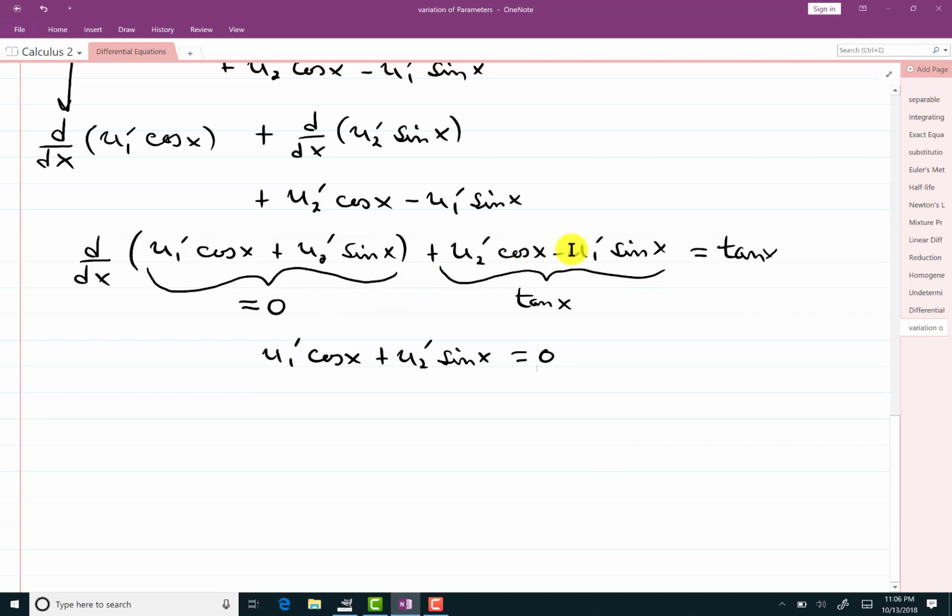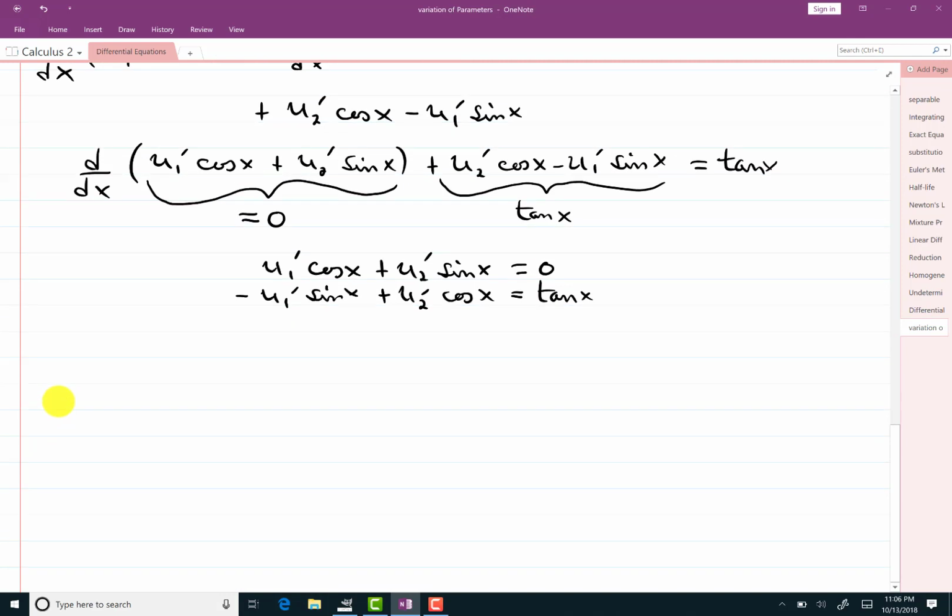I'm going to put the u1 together, so I'll have negative u1 prime sine of x plus u2 prime cosine of x, and that's equal to tangent of x. Now, to figure out what u1 and u2 are, we use Cramer's rule. I'll do a little review of that after this is all said and done. But it gives us a way of figuring out u1 prime.